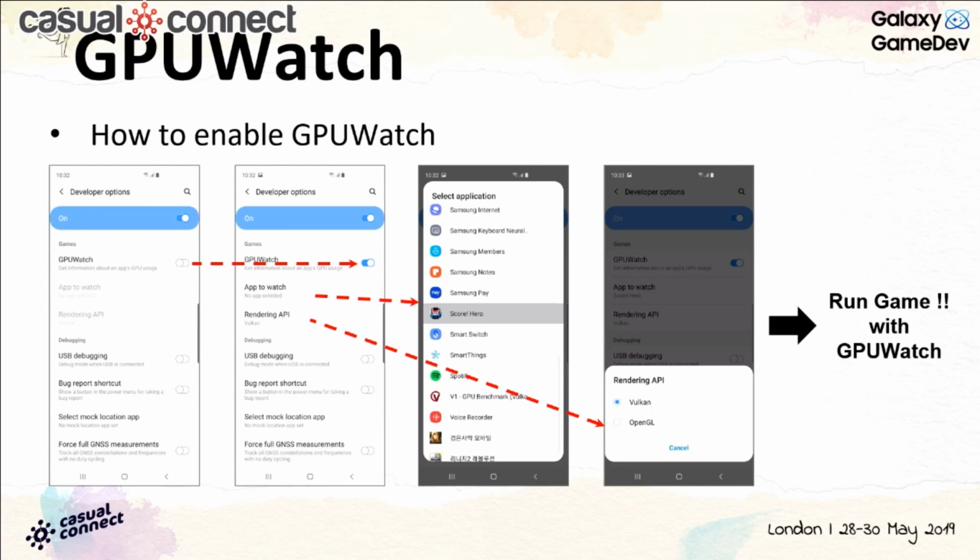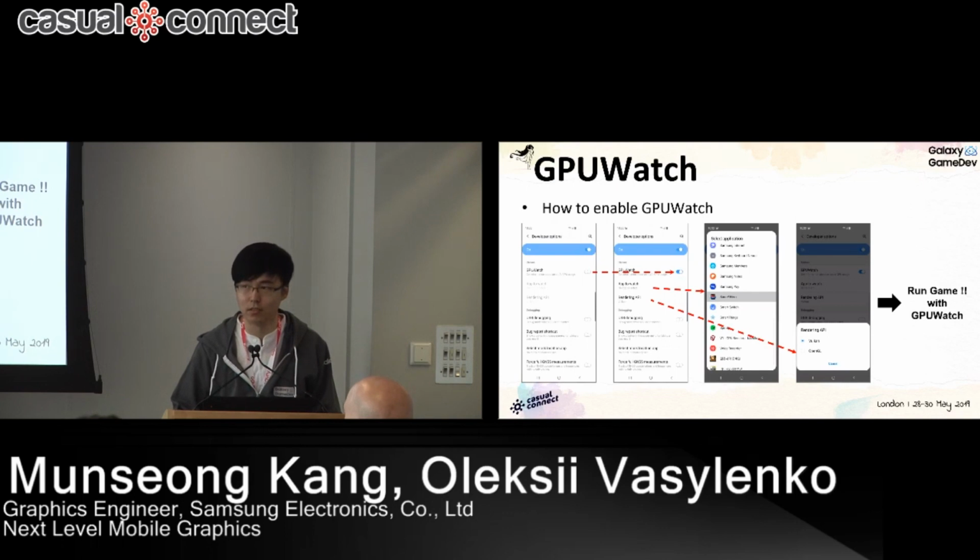This is the way to enable GPU Watch. At this time, GPU Watch is only supported on Galaxy S9, Note 9 and S10. We are trying to spread to other devices now. You can enable it in Android developer options. When you turn on GPU Watch and select the application you want to monitor, then select the proper rendering API of that application. Then you can use GPU Watch after launching the application.